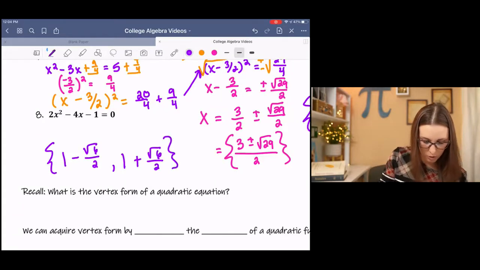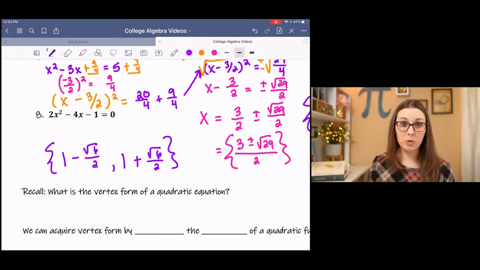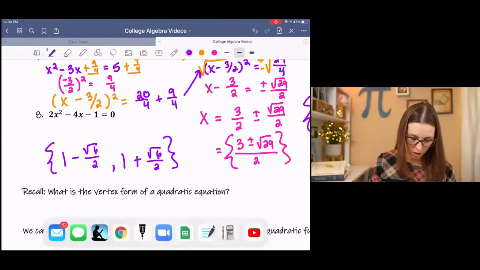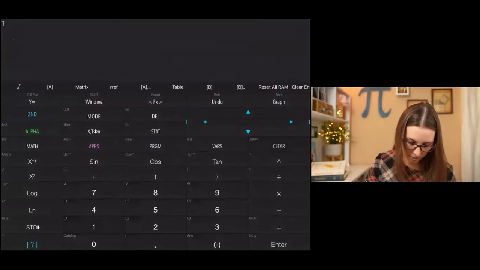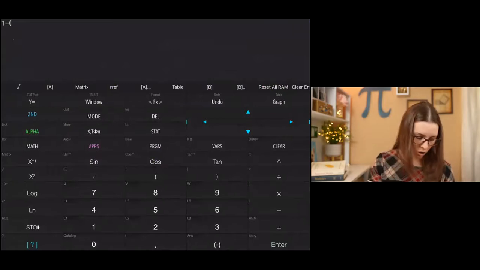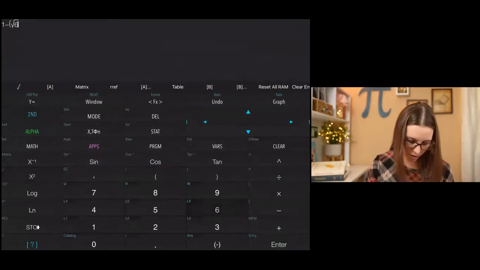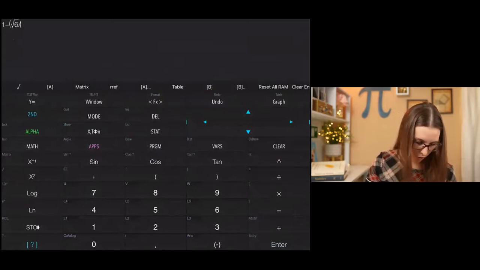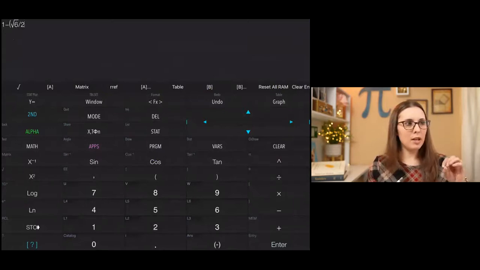And then if you were wanting the decimal representation of those exact solutions, you could go to your calculator. We've got 1 minus, I'm going to do a parentheses here to show my calculator that this is a fraction. Second x squared 6, arrow out of that, over 2. So you can see that in mine, the square root symbol has stopped, and then I'm dividing by 2.